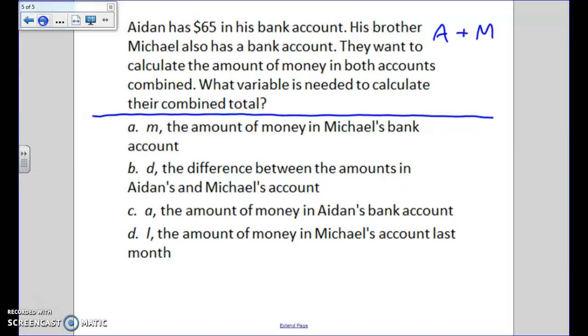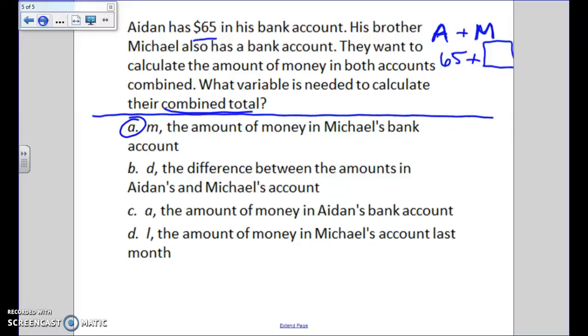So when I think about this problem, I think about addition, because however much Aiden has plus however much Michael has will be how much their combined total is. Well, we know how much Aiden has, 65. So what we need to know is how much Michael has to find the combined total. So let's look at our choices here. M, the amount of money in Michael's bank account. Okay, that's the one I like.